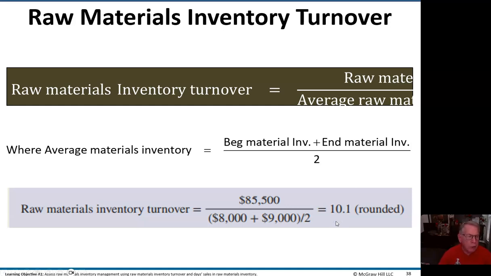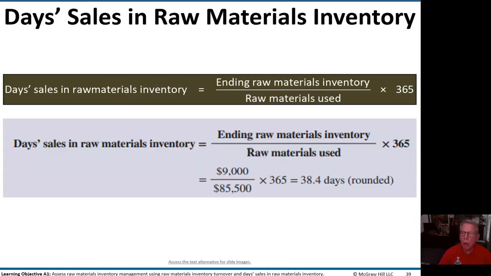And here, as you see, we get 10.01. That's a turnover. To me, that's not as valuable as the next piece of this, which is the days sales in raw materials inventory. And here, we're going to take the raw materials that we use, divided that into our ending raw materials, and multiply that times 365 days. So in this case, that's going to be $9,000 divided by the raw materials used, which was 85,500. And so that tells me that I have 38.4 days rounded.